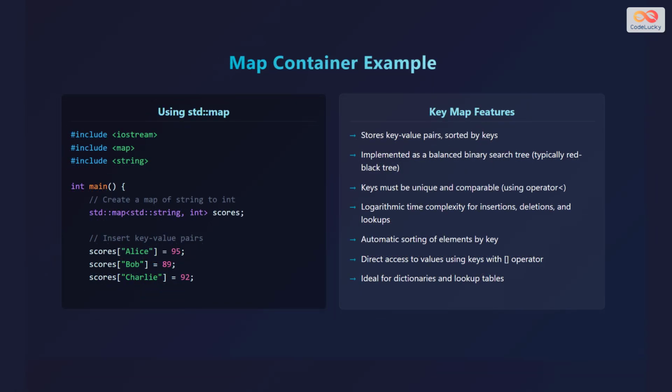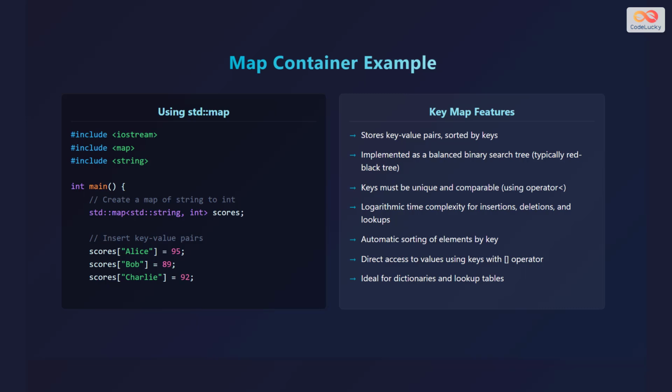Here's an example demonstrating the use of the standard map. The code includes IOStream, map, and string libraries. Inside the main function, a map named scores is created. The map stores key value pairs, where the keys are strings and the values are integers.